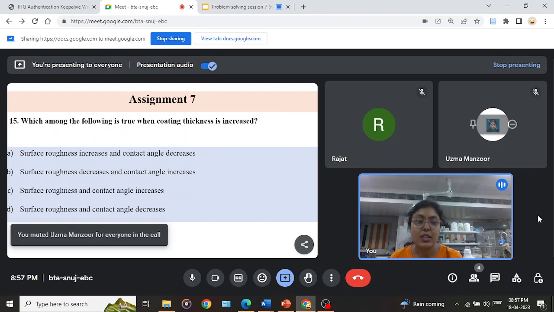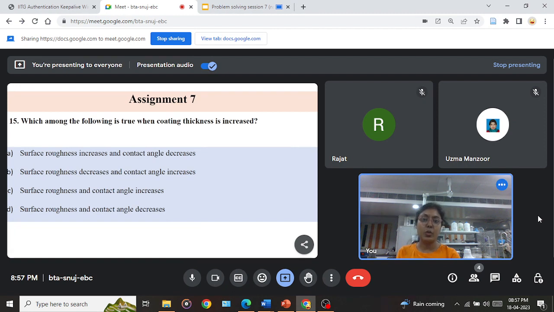So this is the last question for today's session. Which among the following is true when coating thickness is increased? The options here are: A, surface roughness increases and contact angle decreases. B, surface roughness decreases and contact angle increases. C, surface roughness and contact angle both increase. Or D, surface roughness and contact angle both decrease.